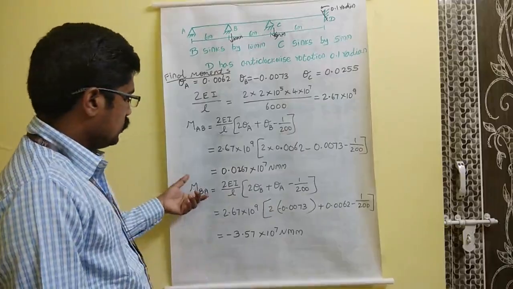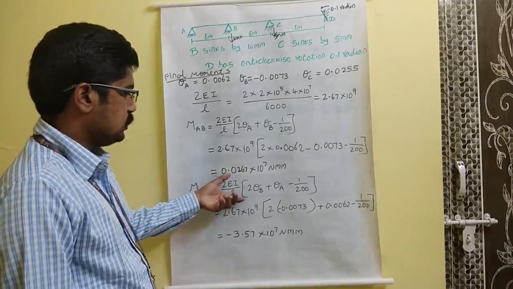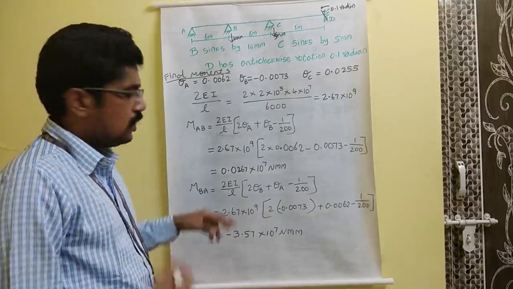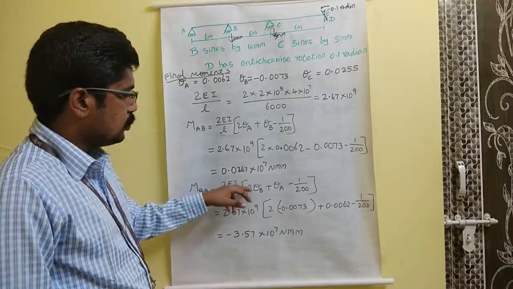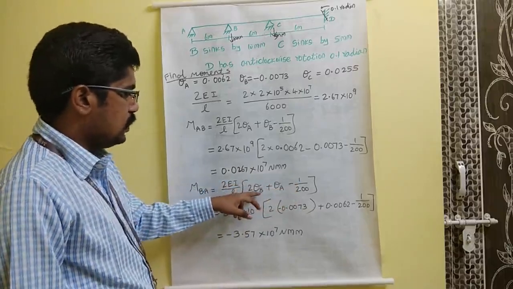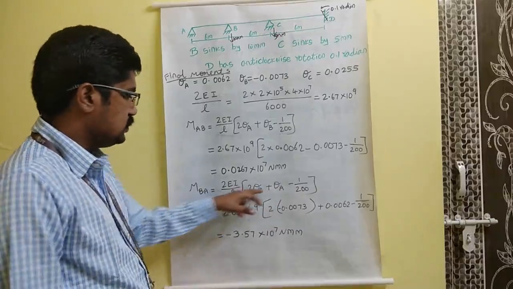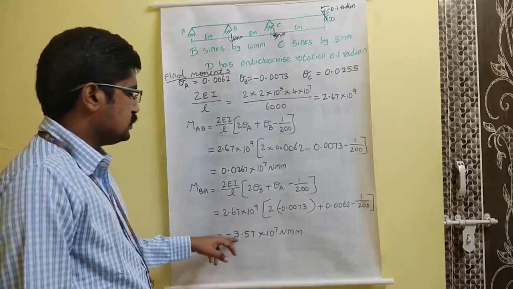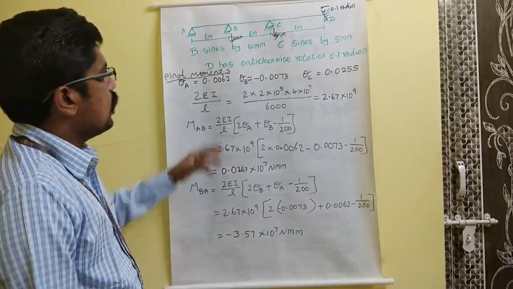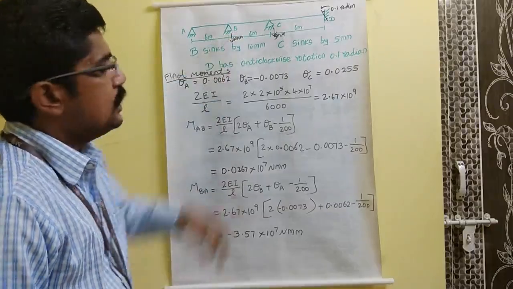So next I have written for MBA the equation which we have calculated, that is the slope deflection equation which we have derived, 2EA by L into (2 theta B plus theta A minus 1 by 200). By substituting the value of theta B and theta A in this equation, I am getting minus 3.57 into 10 power 7 Newton mm. Next we need to calculate for the member BC and member CD.